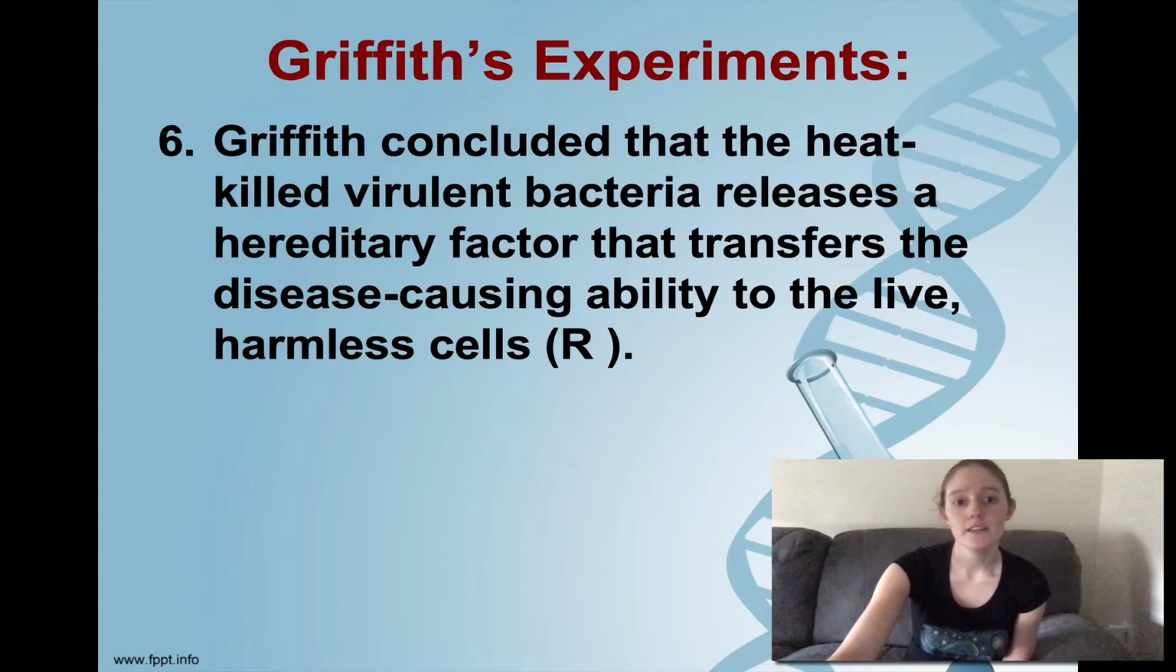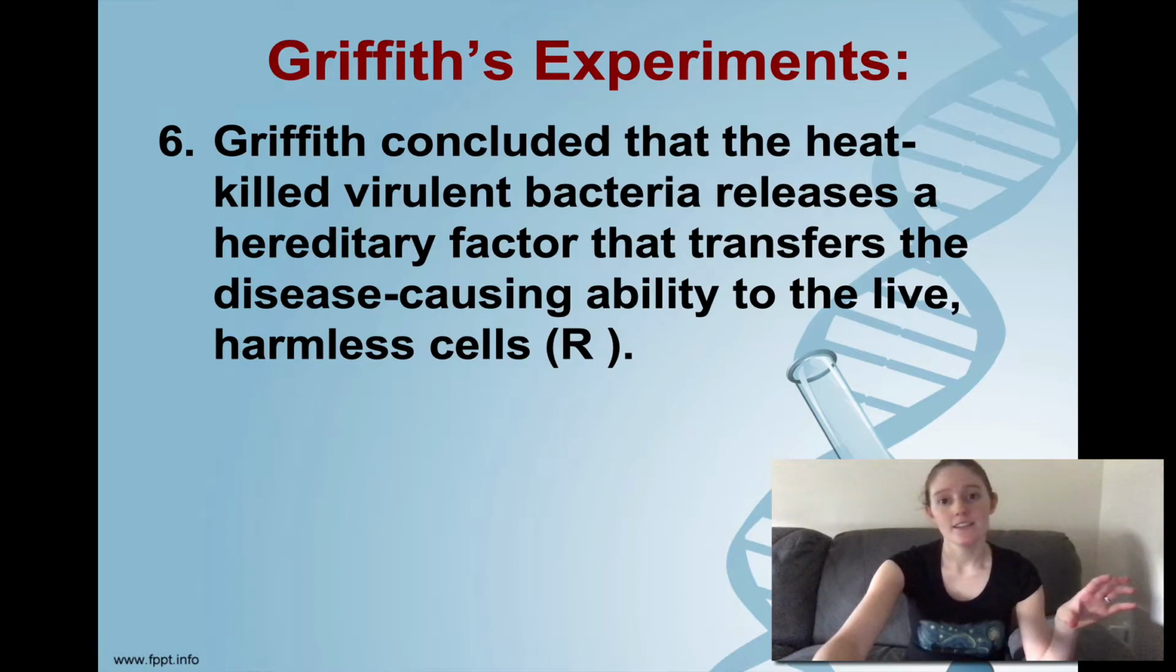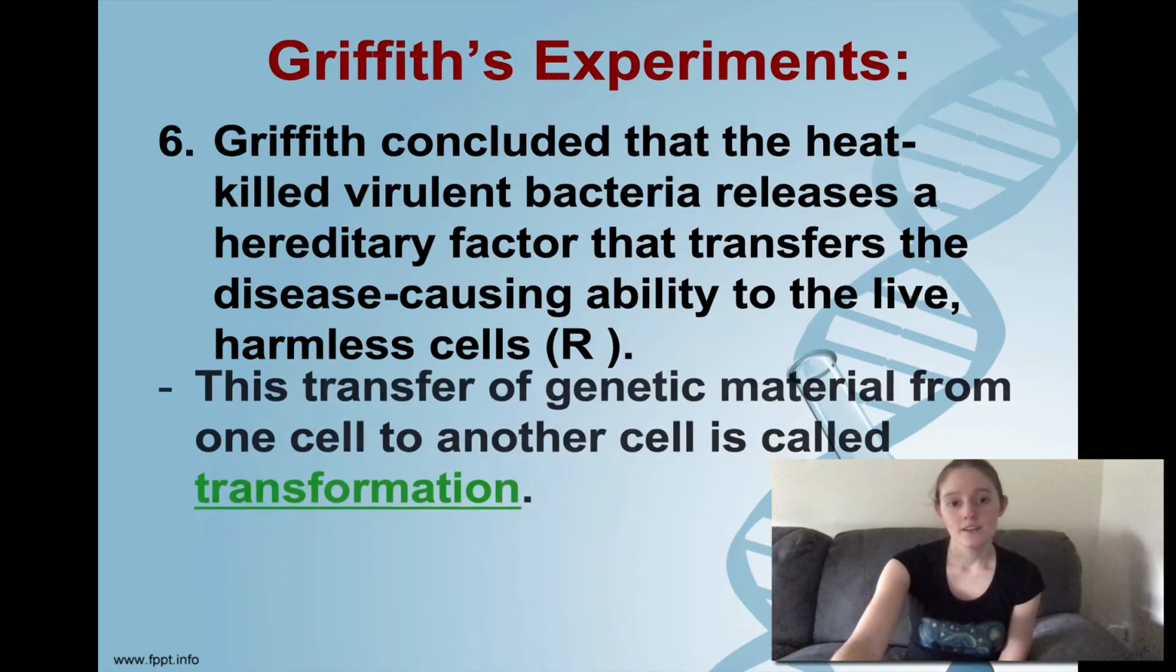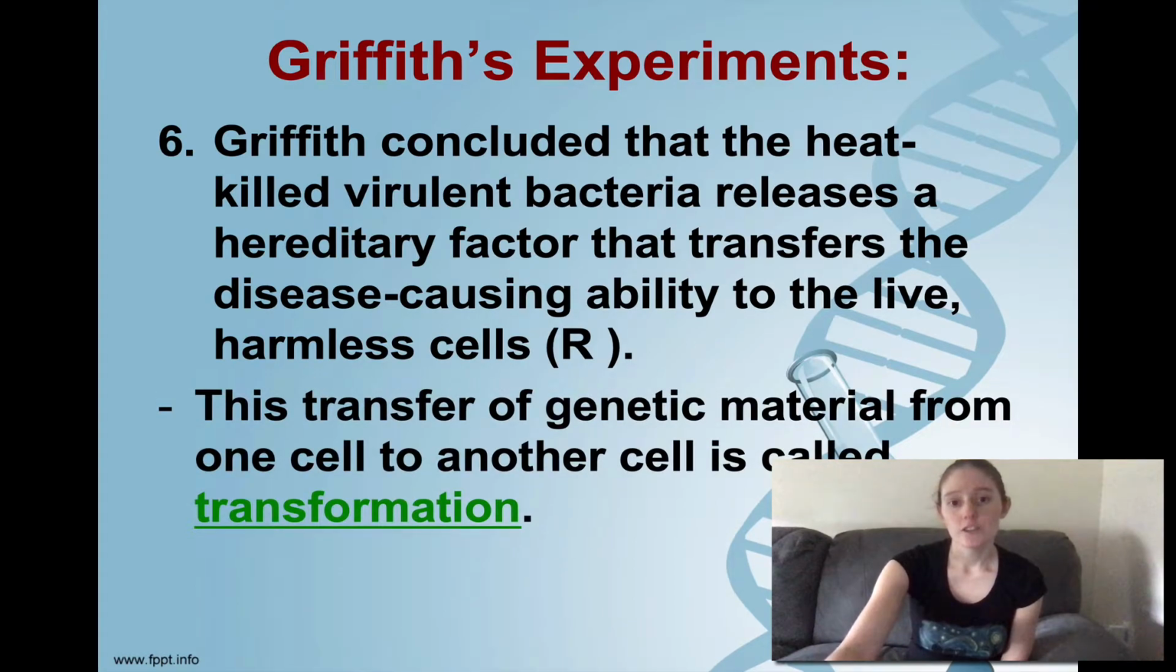He concluded that the heat-killed virulent bacteria release a hereditary factor, and that's going to transfer the disease-causing ability to the live, harmless R cells. So essentially, the dead S strain is transforming the R strain to be really bad. And he called this a transformation.